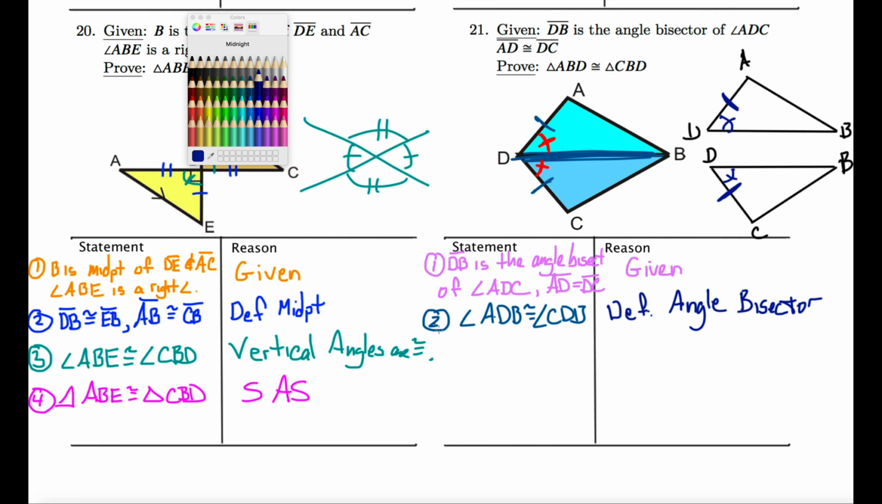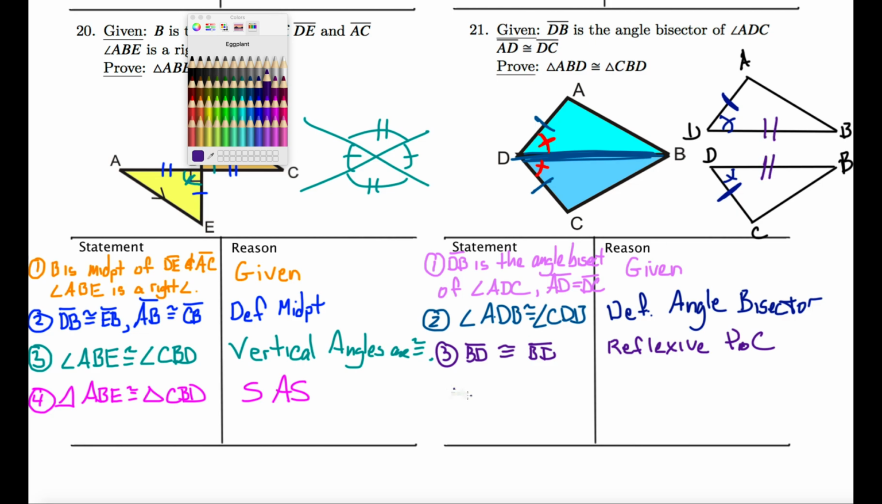Okay, so eggplant. These two triangles are sharing a side. What are they sharing? BD. They share BD. So BD is congruent to BD. Reflexive. It's kind of like reflection, right? You see yourself. Reflexive property of congruence. Boom.